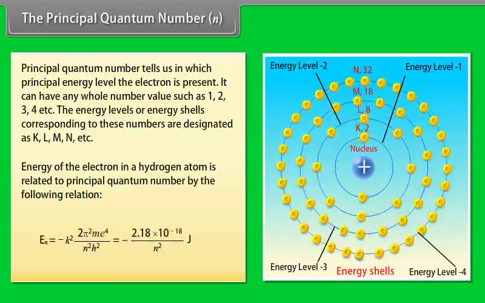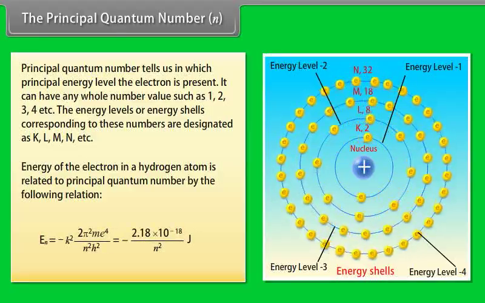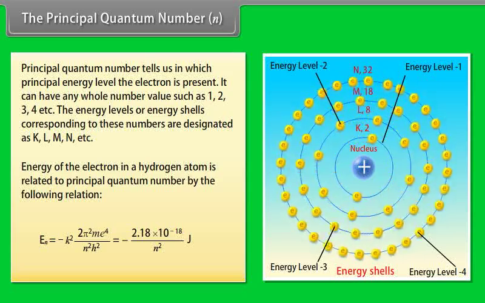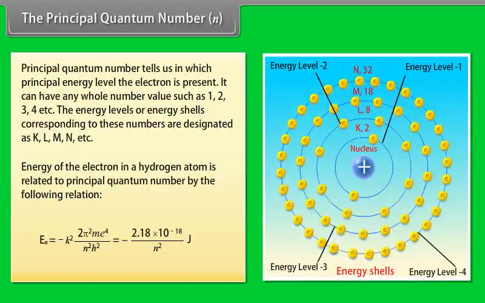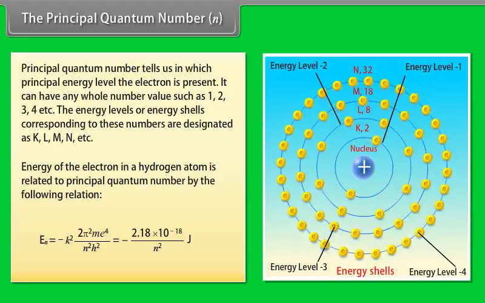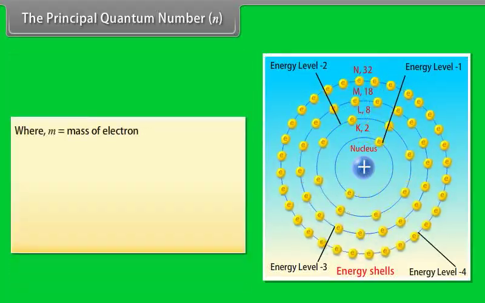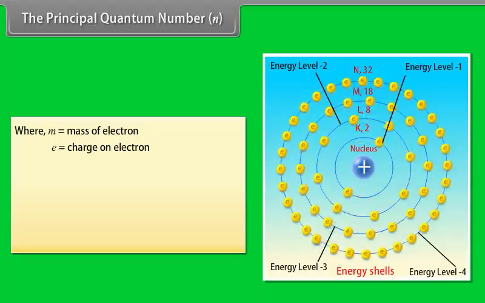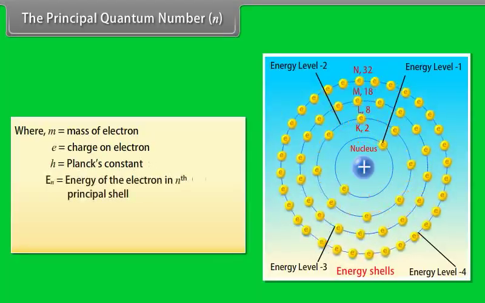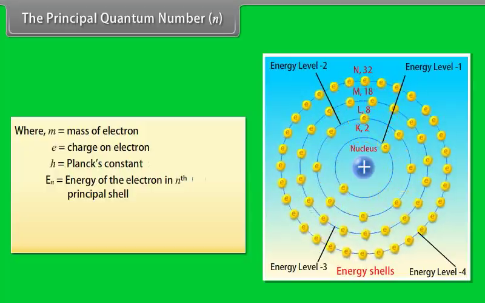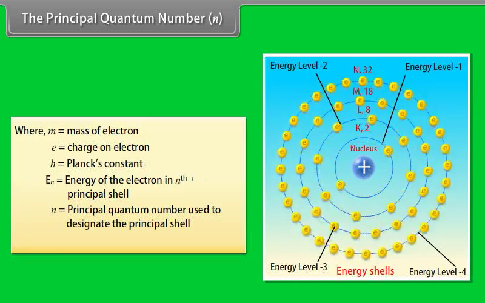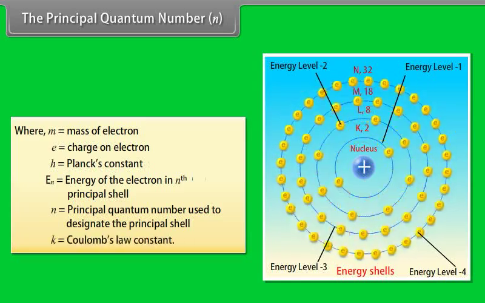En = -k² · 2π² · m · e⁴ / (n² h²) = -2.18 × 10⁻¹⁸ / n² joule, where m is the mass of the electron, e is the charge on the electron, h is Planck's constant, En is the energy of the electron in the nth principal shell, n is the principal quantum number used to designate the principal shell, and k is Coulomb's law constant.